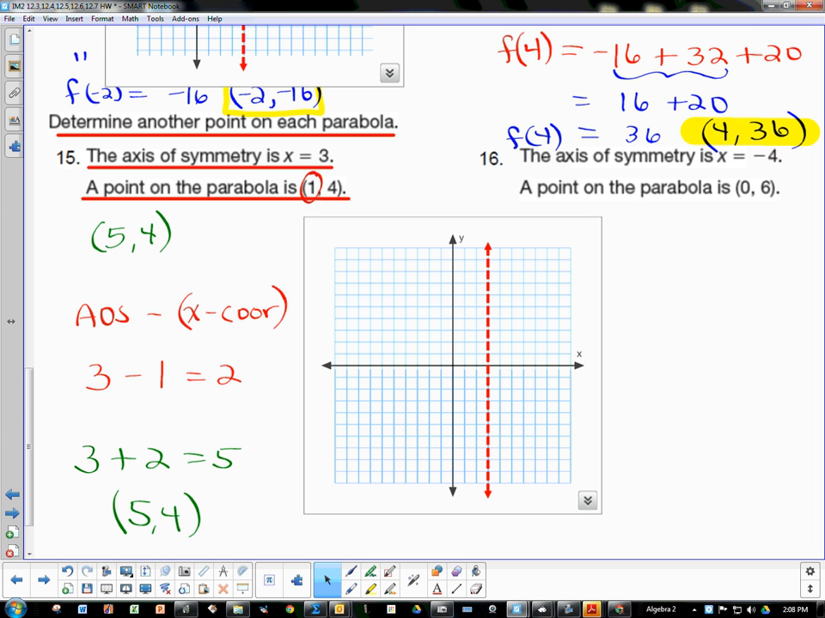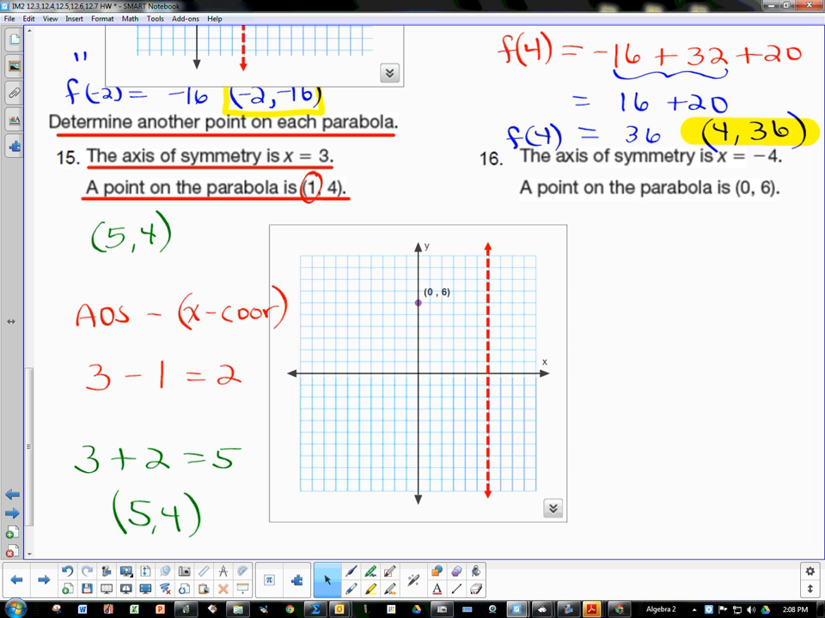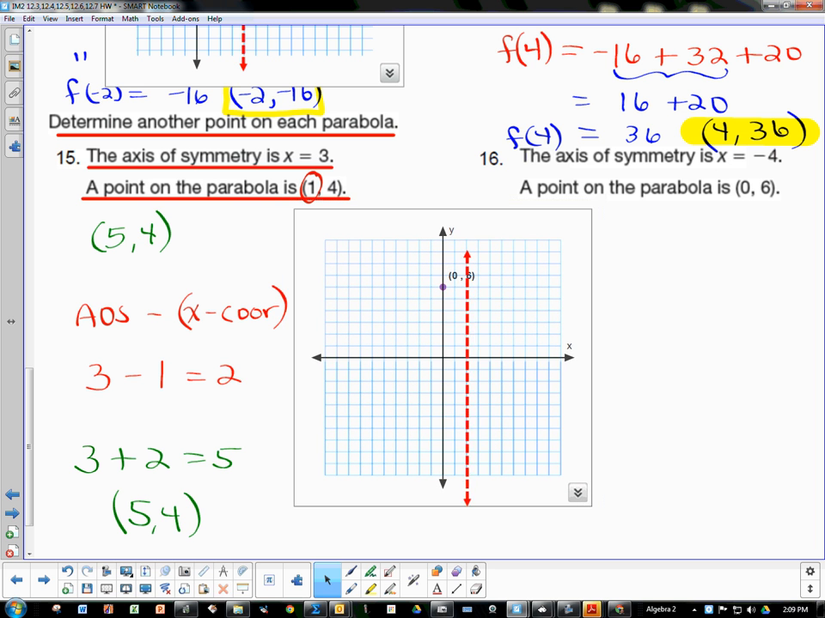We have a point on the parabola 0, comma 6. So that's going to be, there's 1, 2, 3, 4, 5, 6. And we have an axis of symmetry at x is equal to -4. So -1, -2, -3, -4. You can kind of see, we'll count this out. 1, 2, 3, 4, and 1, 2, 3, 4. So we're going to have a point right there. Let me erase this so I can give you this point. And there it is, -8, comma 6.